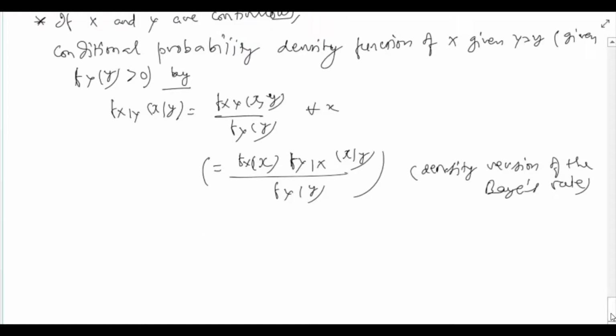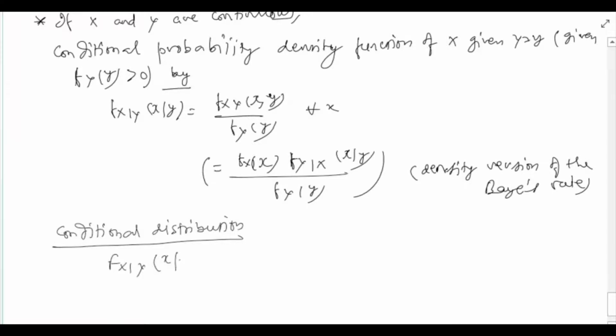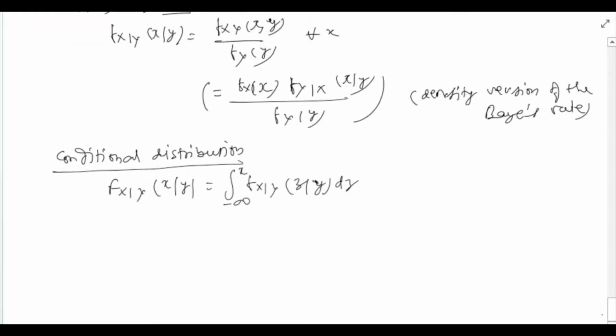Having obtained the conditional probability density function, we can obtain the conditional distribution of X as follows. The conditional distribution, that is F_{X|Y}(x|y), equals the integral of the conditional probability density function, from minus infinity to x of f_{X|Y}(z|y) dz. We can also define the conditional expectation of X given Y equals small y.